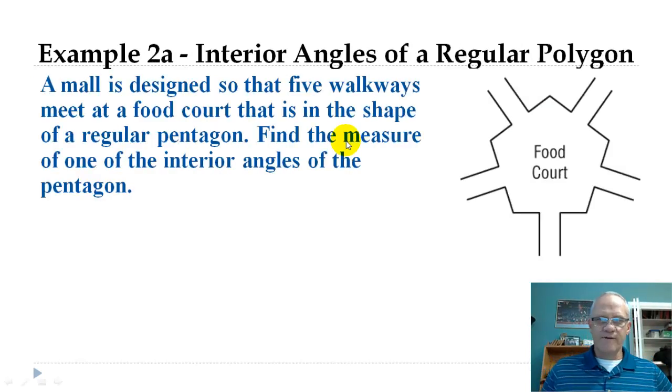All right, now it's getting more interesting. It says a mall is designed so that the 5 walkways meet at a food court that's in the shape of a regular pentagon. Find the measure of one of the interior angles of the pentagon. Hey, they don't give us anything here. All they say is it's a pentagon. Well, here's the key thing: regular. This word regular. I don't know if you remember that from before, but when we say something is regular, it means all the sides are the same and all the angles are the same.